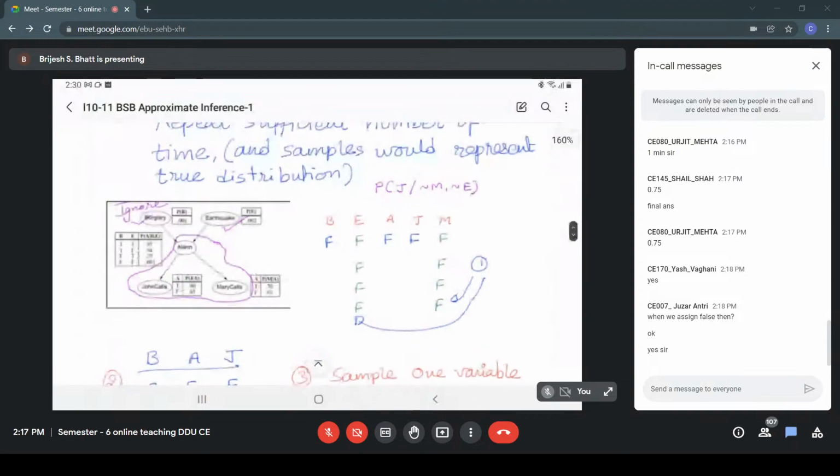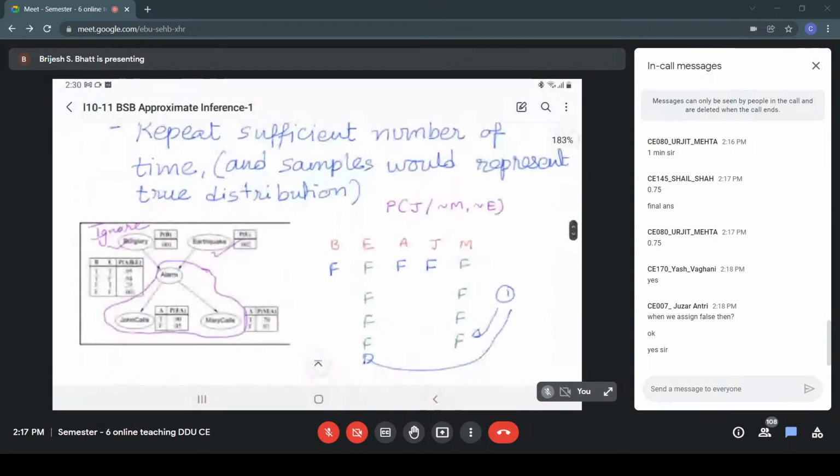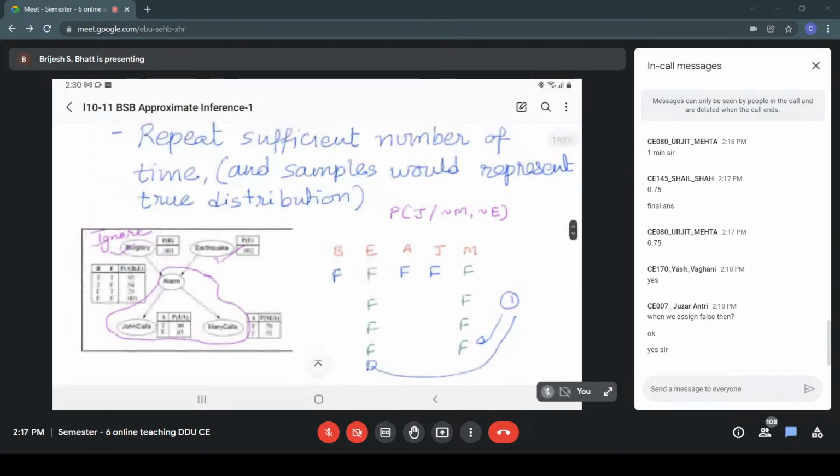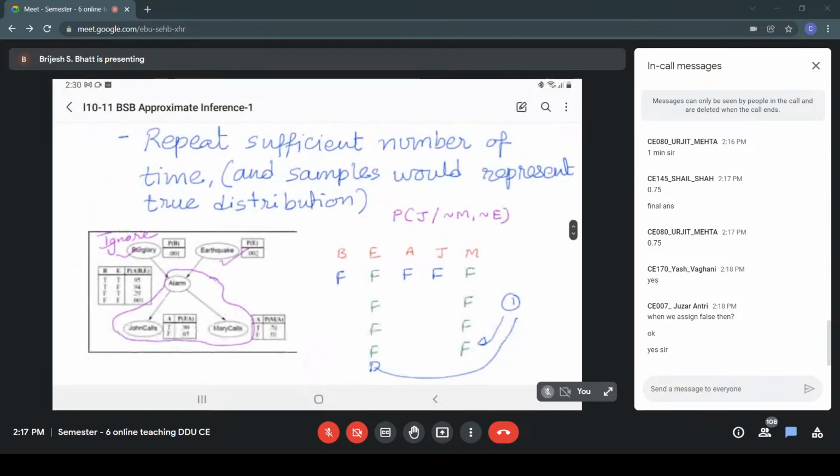So let us try it for this example. Now I'm not doing the computation. I want you to do the computation so that we can be sure that you got the point. The first sample that I have generated is everything is false.